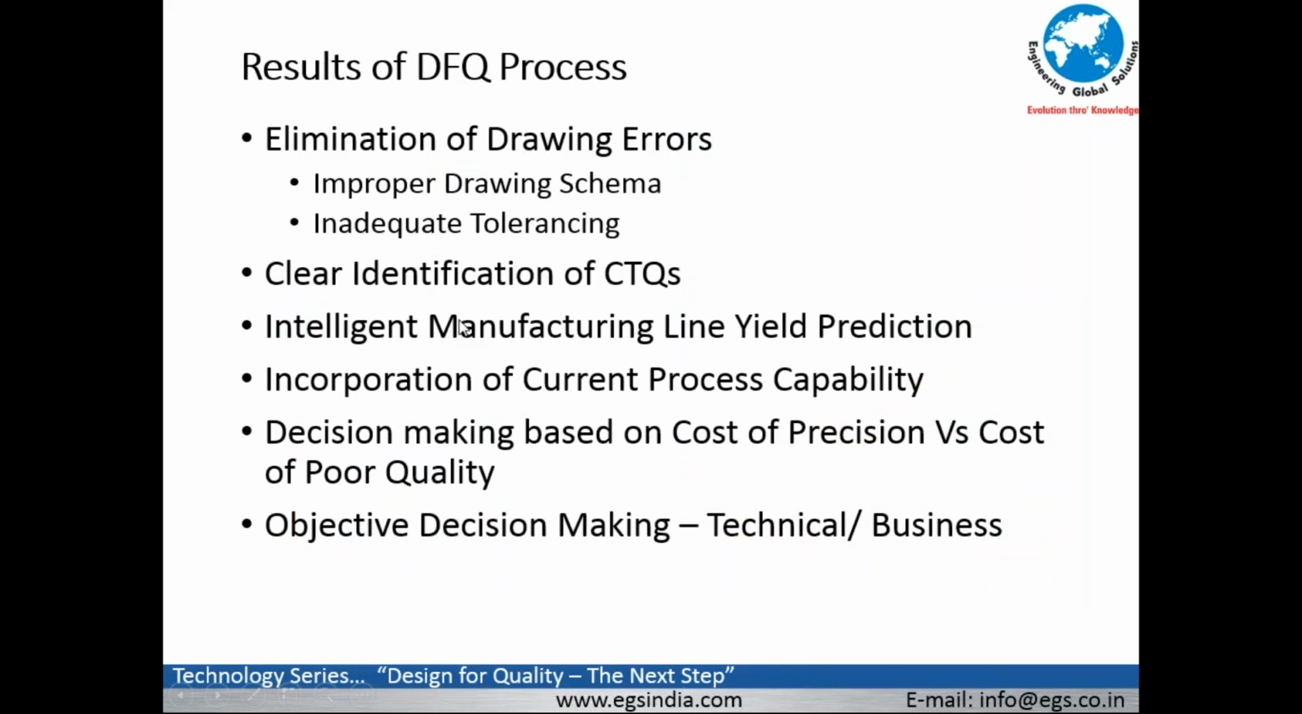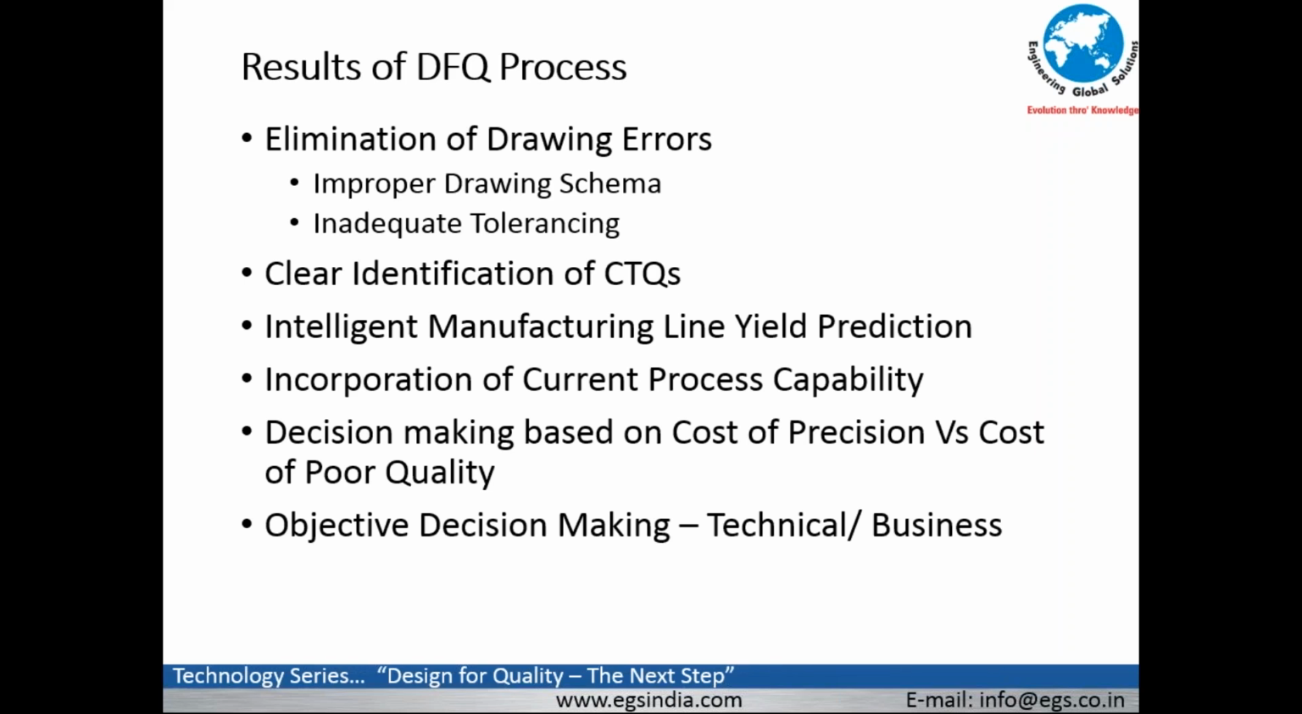This kind of approach helps us to eliminate drawing errors which result from improper drawing schema and inadequate tolerancing that comes in because the drawing schema is not complete. In other words, if one adopts this process, the correctness and the completeness of the drawing becomes easier. The correctness and the completeness of the tolerance specification is achieved. Clear identification of the critical to quality characteristics is brought in.